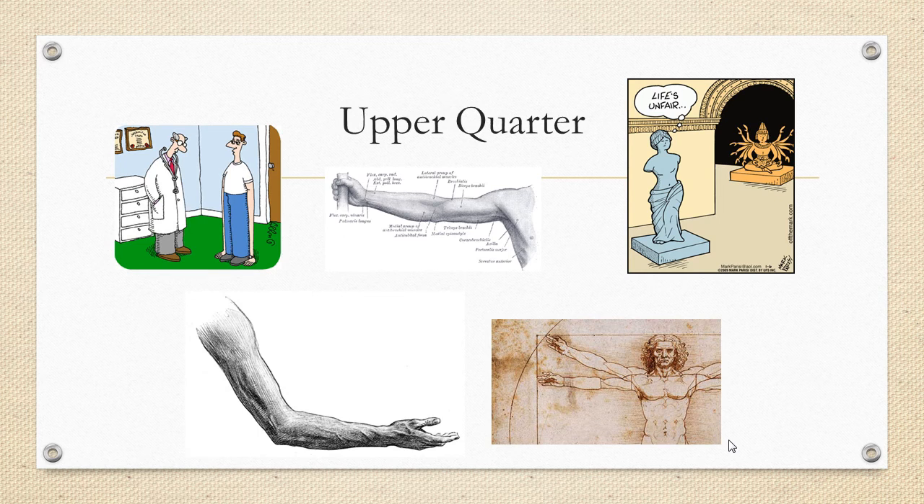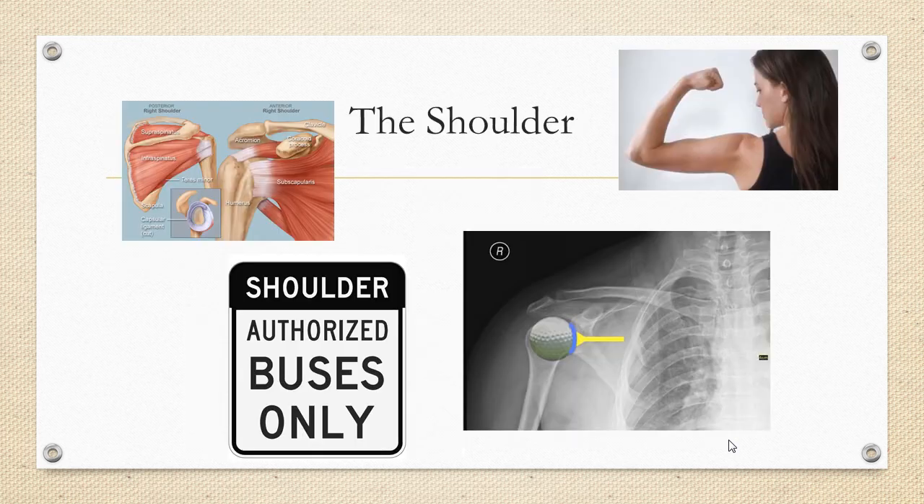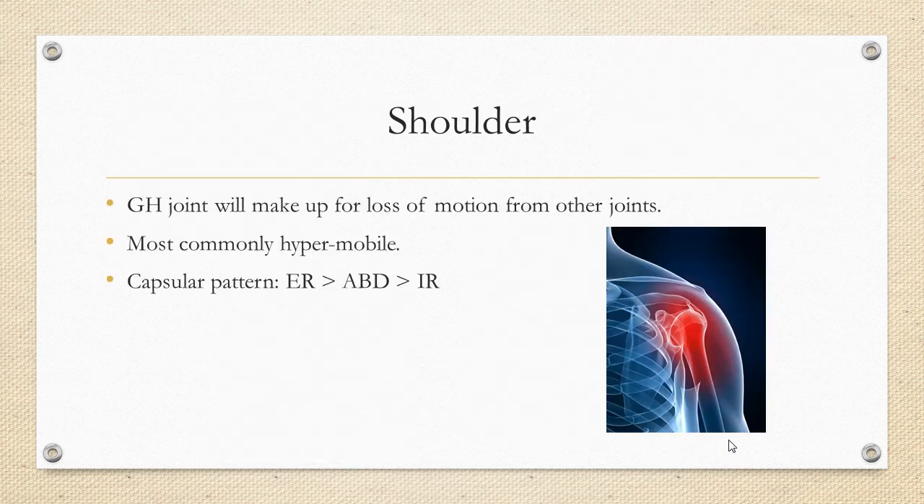So moving on to the upper quarter, just a quick reminder, I would say, is that if we're dealing with anything in the upper quarter, we need to address the cervical spine as well. But in particular, we're going to move on to the shoulder. With regards to the shoulder, the glenohumeral joint will make up for loss of motion from other areas. It's an extremely hypermobile joint, or has the potential to be very hypermobile. So if we've got limitations at the acromioclavicular joint, the sternoclavicular joint, the scapula, ribs, thoracic spine, cervical spine, first rib, your glenohumeral joint will become hypermobile.